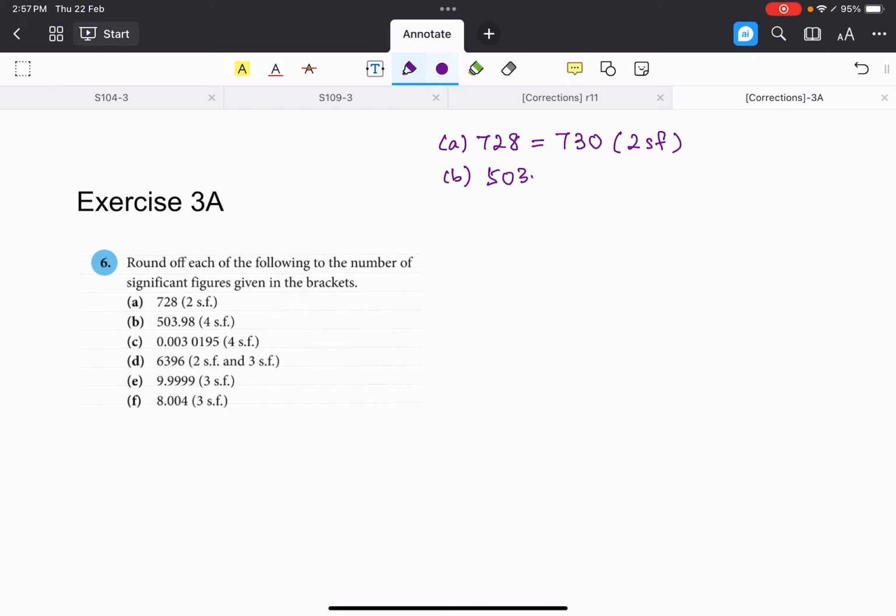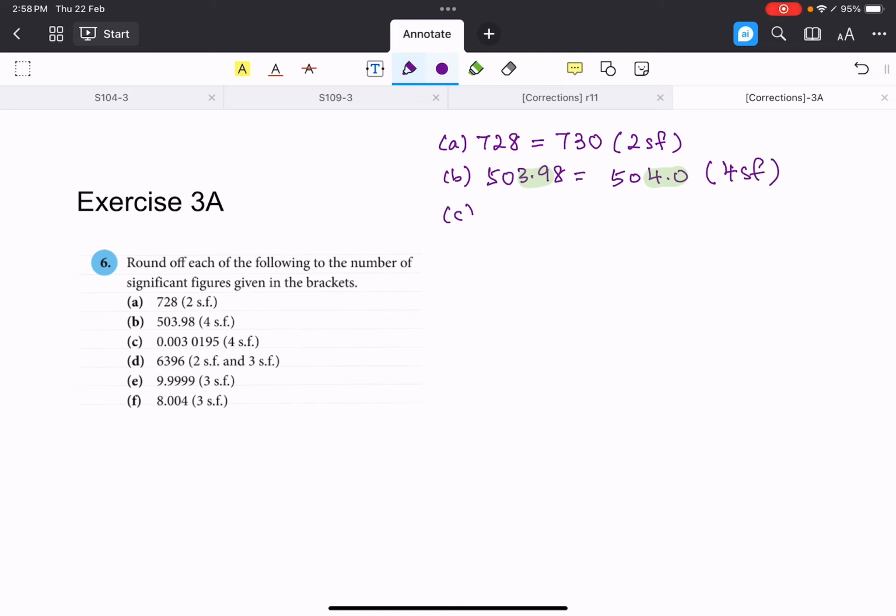So, 503.98. When we round this off to four significant figures, it will be 504.0. Take note, it is possible for the very last digit to be 0 because it is actually significant. We round the 3.9 up to 4.0, at this portion here. Of course, that's not done. We still need to indicate that this is four significant figures.